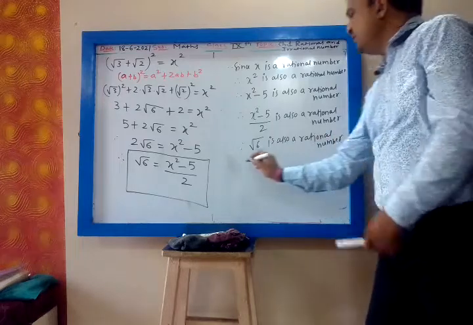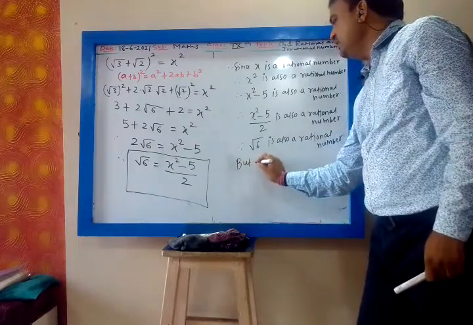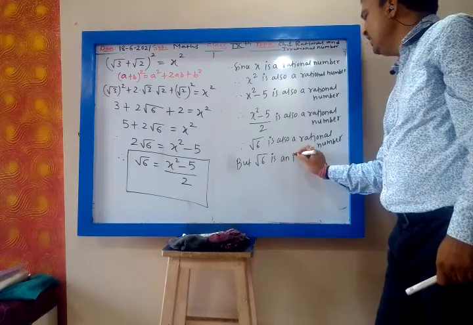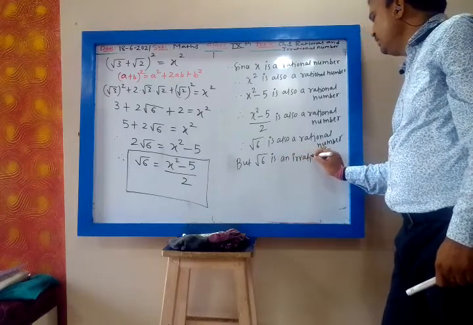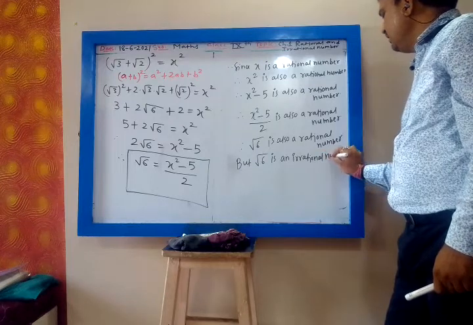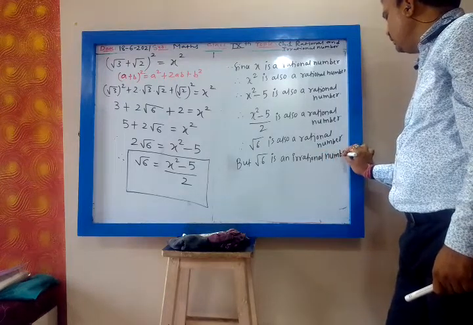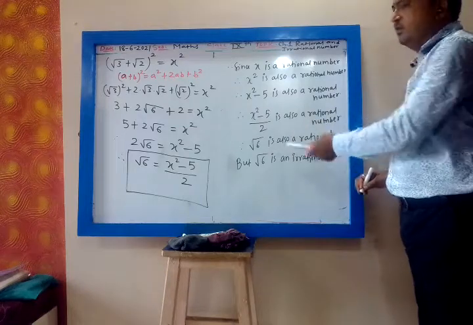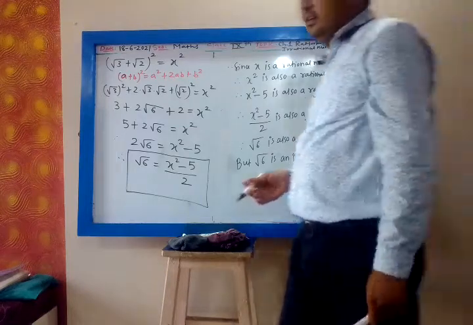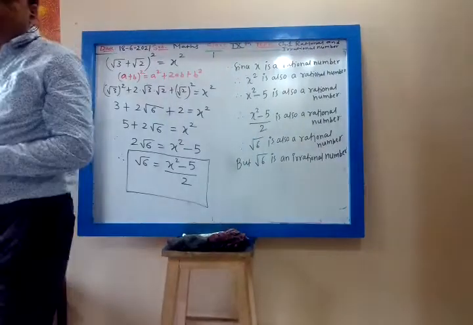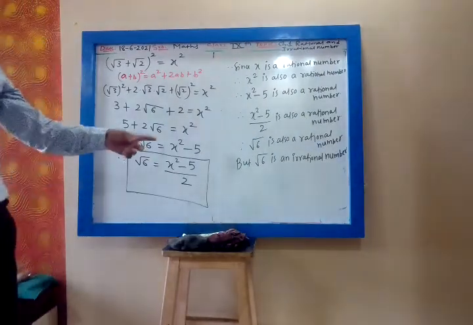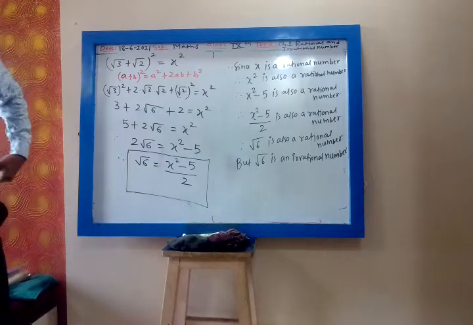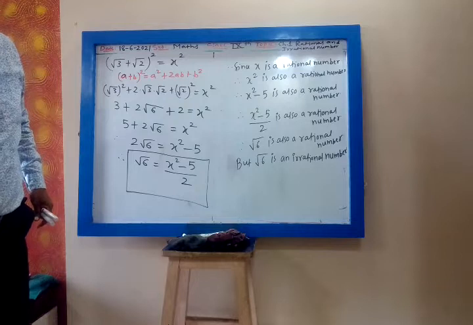But what is root 6? Root 6 is an irrational number. So you are getting the same number root 6 as rational and the same number root 6 as irrational. A number root 6 cannot be both. Is it clear? So this is a contradiction to our assumption. Because of the wrong assumption, we are arriving at a contradiction.